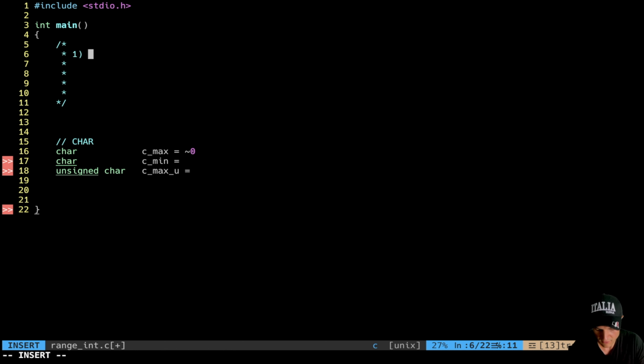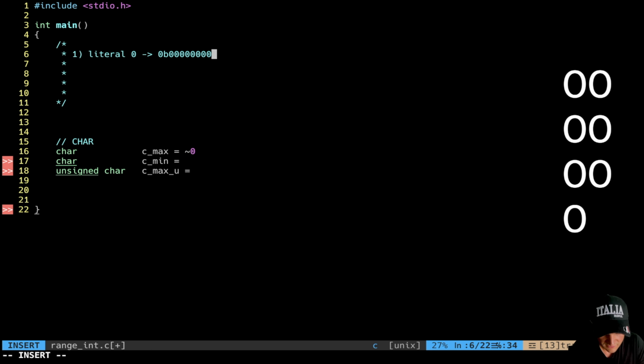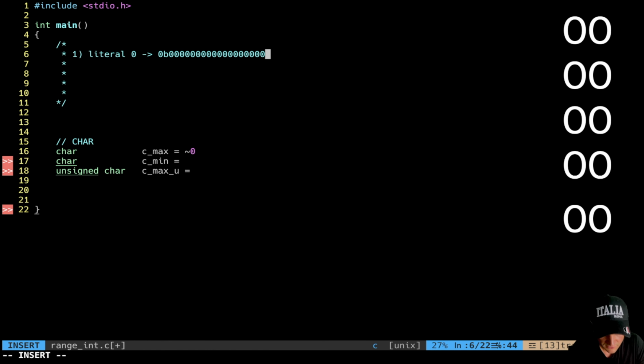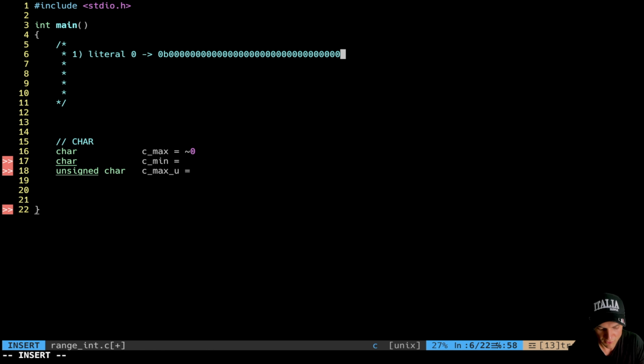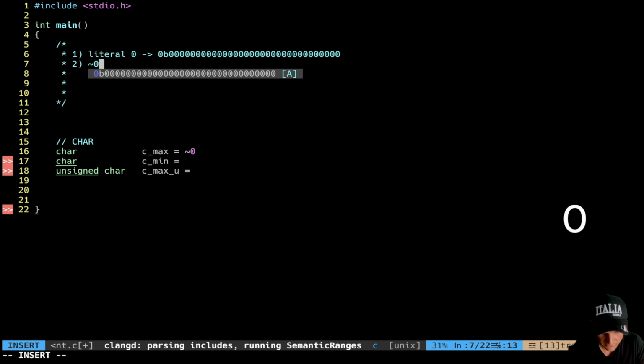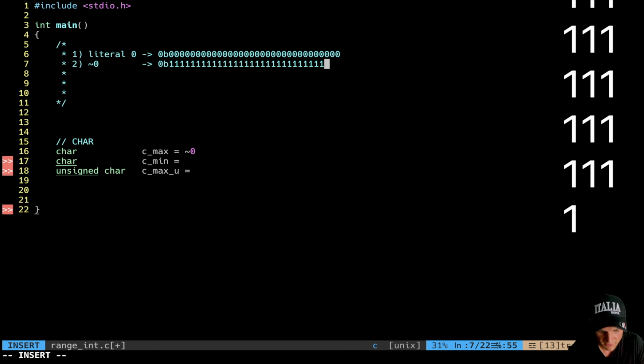So step 1, I have a literal 0, which underneath the hood is 0b followed by 8 zeros. Okay, this big boy here, a literal 0. Then what do I do? I perform a tilde on the literal 0. So what is going to happen, my friend? You know very well. All these zeros are going to become a 1. So we are going to write all these ones.